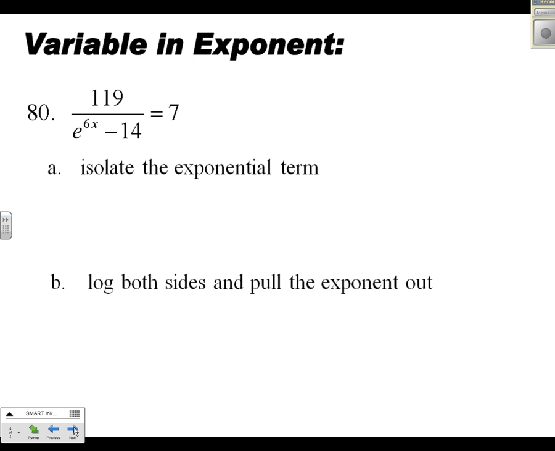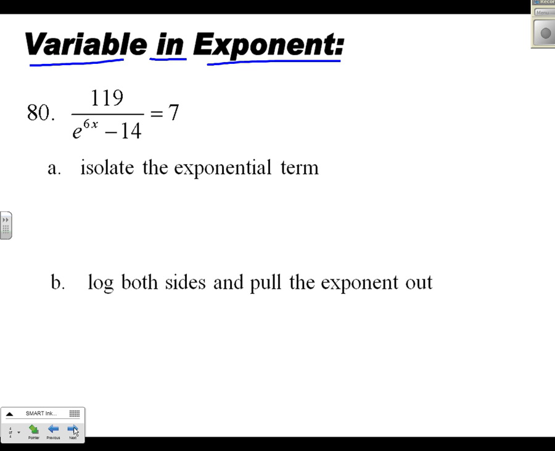Okay, the last type of logarithmic equation. Wait a minute, you're saying this is a logarithmic equation. There's no logarithm involved. Nope, but when we have a variable in an exponent, logarithms are really, really helpful for getting that variable out of the exponent. So the first thing we want to do, and this is going to take me a couple of steps, is we want to go ahead and divide and isolate the exponential term.